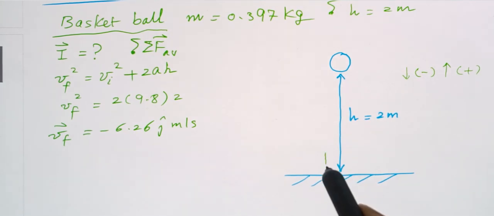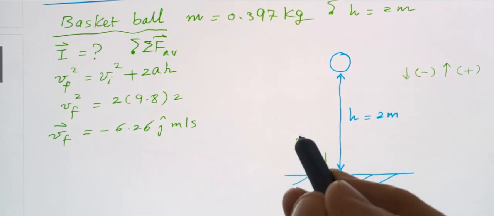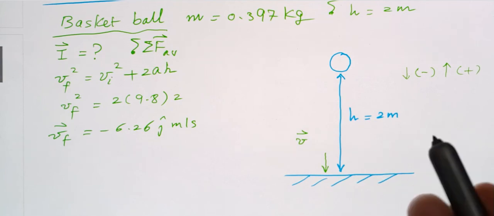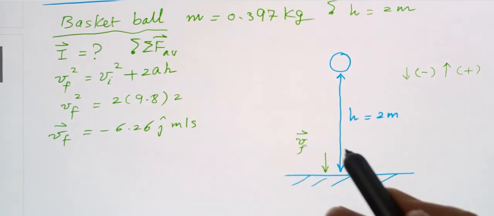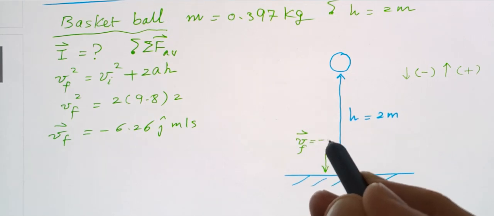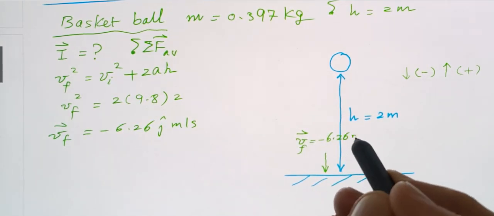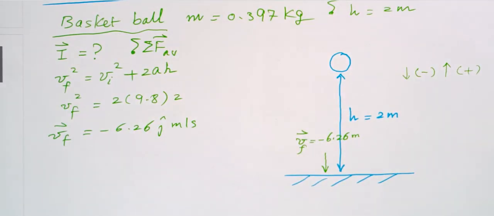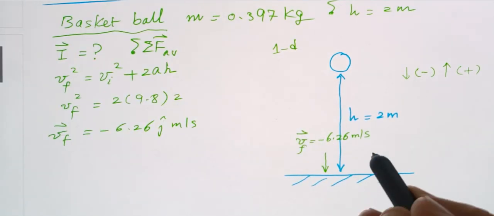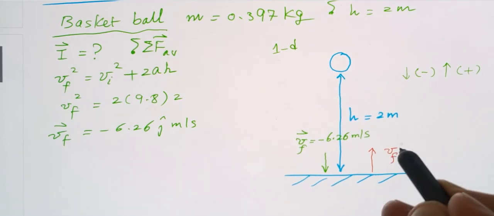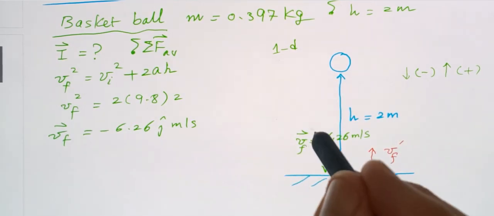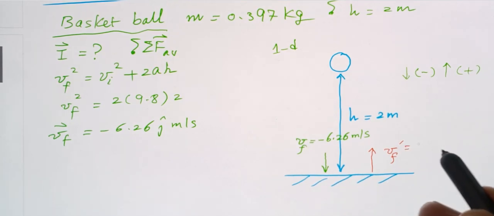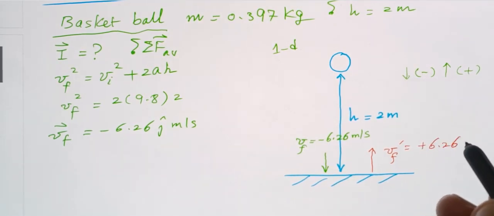So it will hit the ground, velocity final will be minus 6.26 meter in the J direction. Let's assume it's in one dimension in the Y, just to get rid of the J, meter per second. Then it will bounce back, and what will be V final prime? It will be plus 6.26 meter per second.